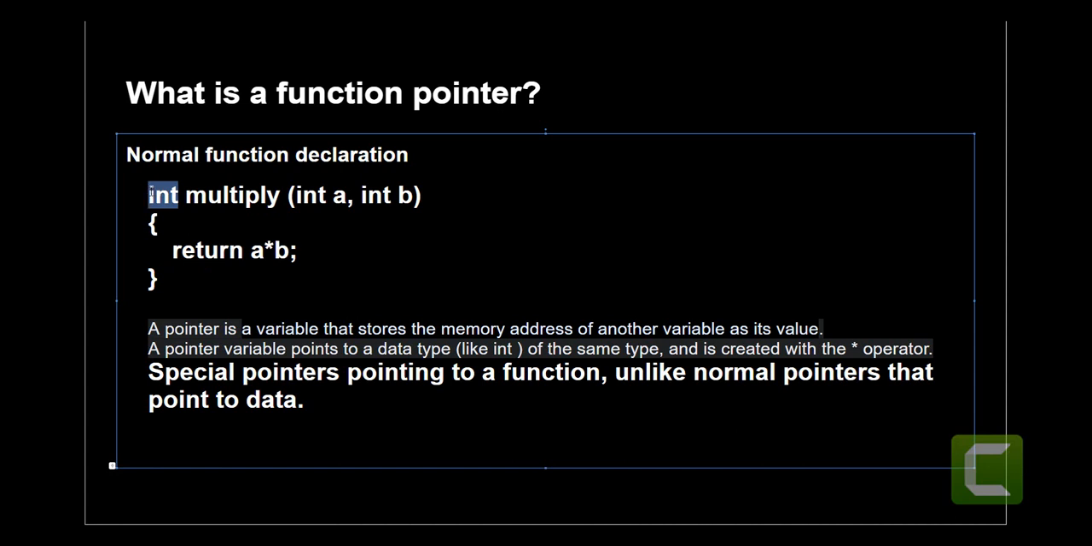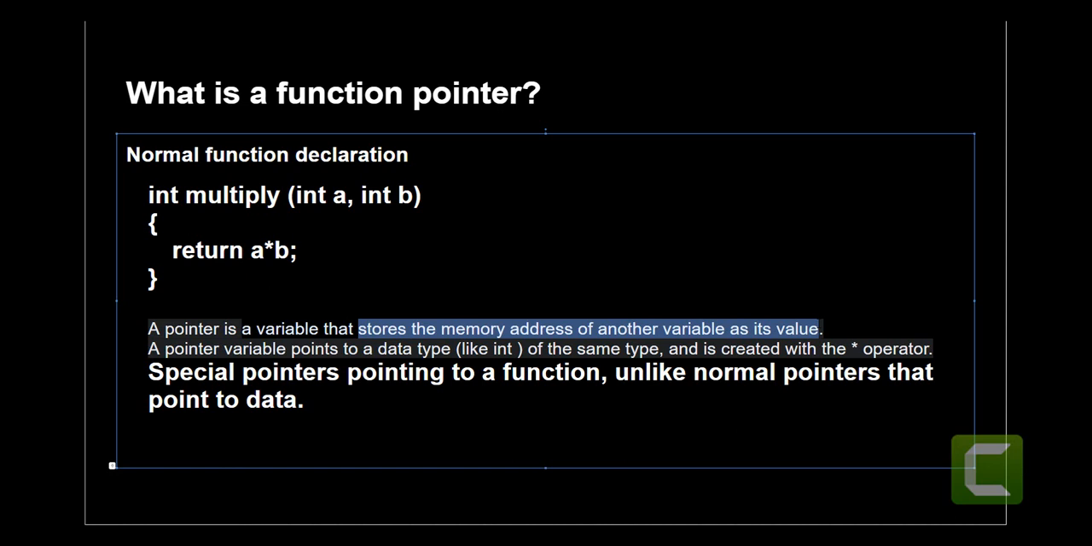So what is a pointer? A pointer is just a special variable, and it will just help us store the memory address of another variable per se, or another function, which is what we're going to cover today. So a pointer just tells you where the specific data that you're looking for is stored, and it is as simple as that.